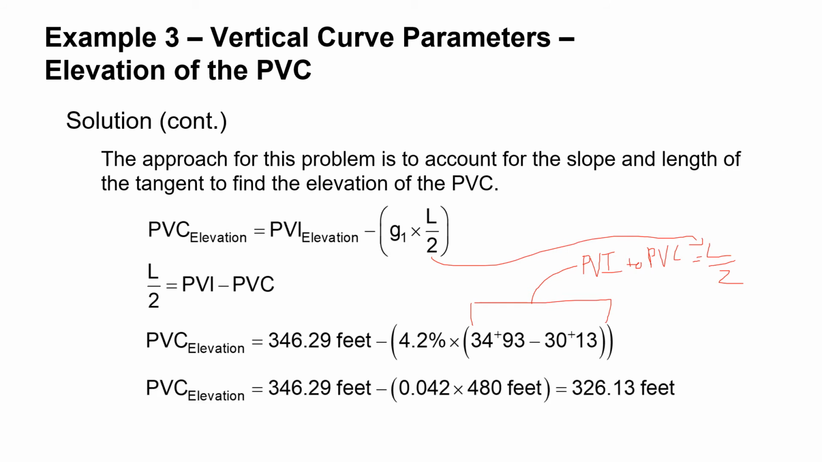So our PVC elevation, 346.29 minus 0.042 times 480 feet. You could also do that in percent and stations, so you can multiply just the number 4.2 times 4.8 stations will also give us a PVC elevation of 326.13 feet. And that is answer B.